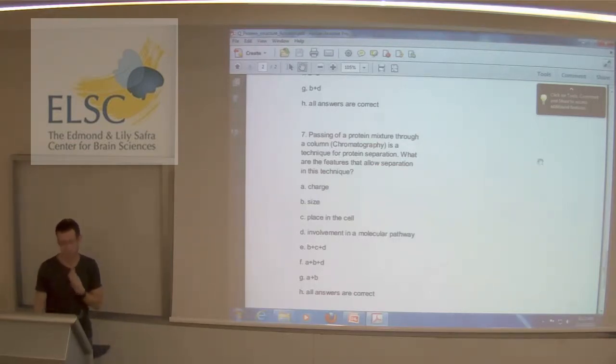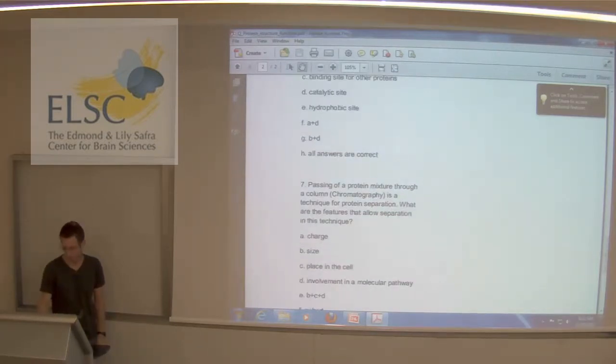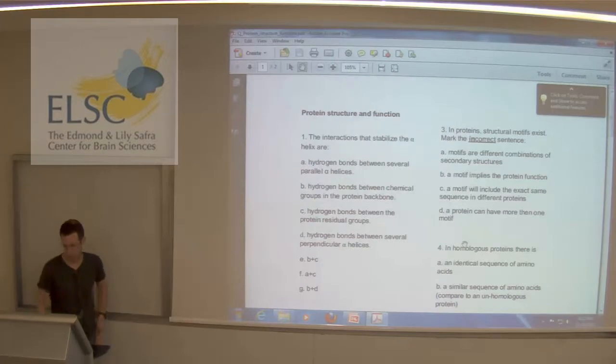Okay. Yes. About question 3. You said that a motif implies the protein function is correct. Yep. But we said that in a protein we have several motifs, and every motif implies a certain function. So that sounds weird to you. A protein can have more than one motif, so then a protein can have more than one specific function. And by function here maybe it's a function in the wider sense.